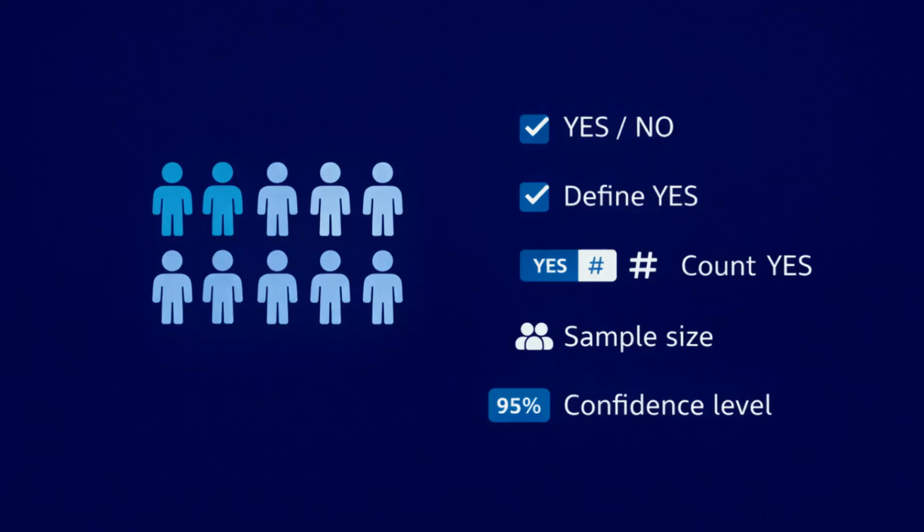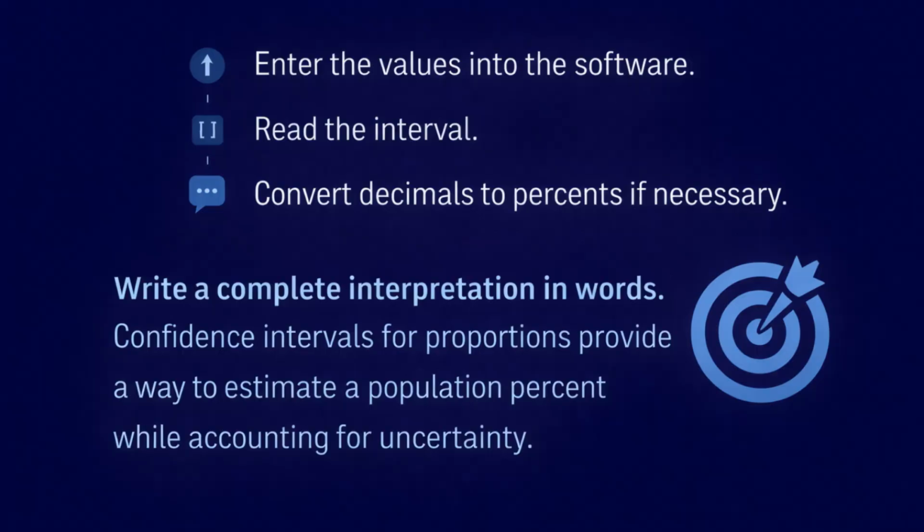When working with confidence intervals for population proportions, a consistent process is useful. Confirm the situation is yes or no. Define the yes category. Count the yes responses. Identify the sample size. Choose a confidence level. Enter the values into the software. Read the interval. Convert decimals to percents if necessary. Write a complete interpretation in words.